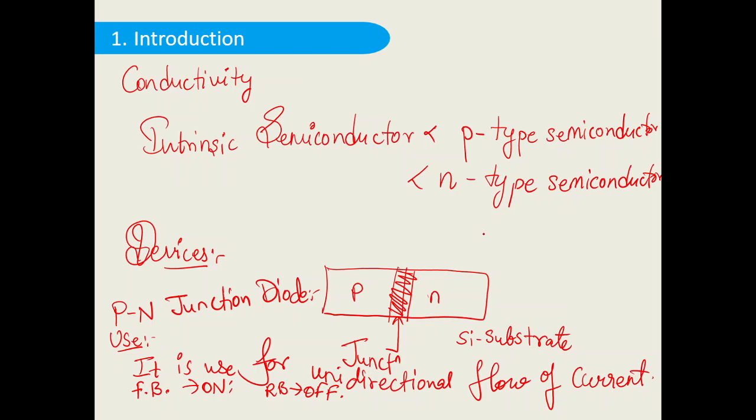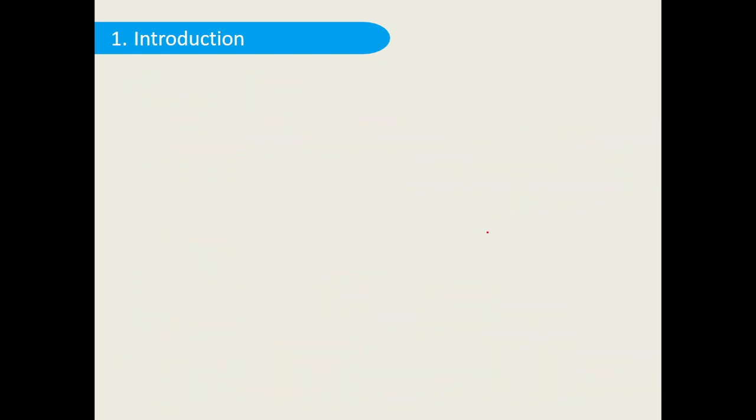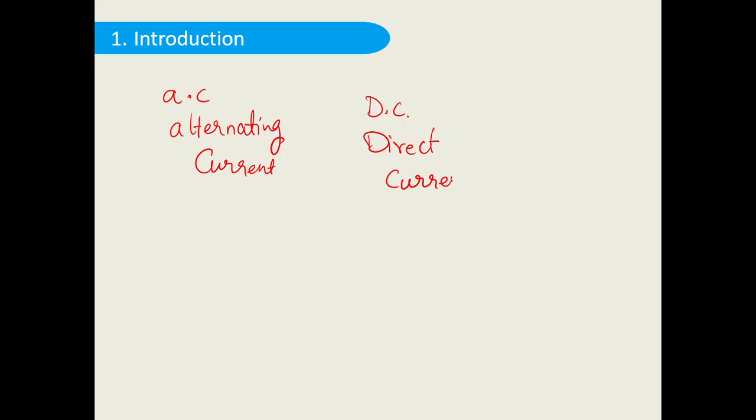Now, what is alternating current and what is direct current? Why do we require alternating current? This is alternating current, and this is direct current. Remember that direct current is denoted by capital D, capital C, while alternating current is denoted by small a, small c.